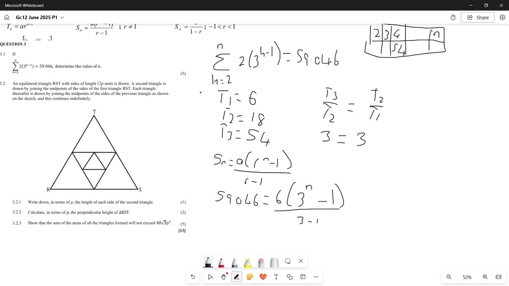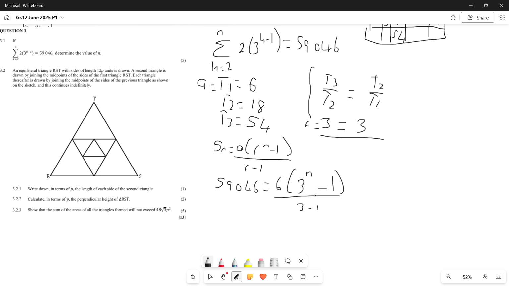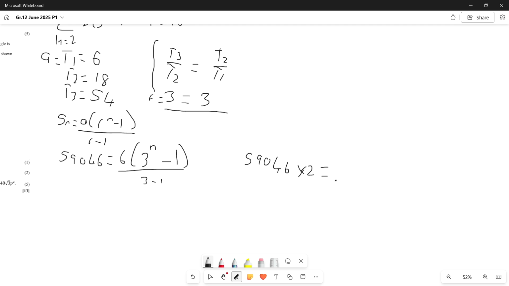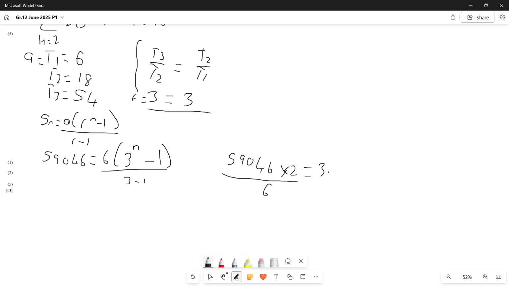At this stage, we have our a, which is our first term once we plugged our 2 into here. We also have our ratio. When we went T3 over T2, T2 over T1, the ratio equals 3. We also have the total, which means at this stage we can just go ahead and solve for it. So 59,046 times 2, because 3 minus 1 was 2, and I moved it up there. And then I'm also going to divide by 6, because the 6 over here is going to move down to divide there. Okay, so then that leaves us with 3 to the n minus 1 on the next line.